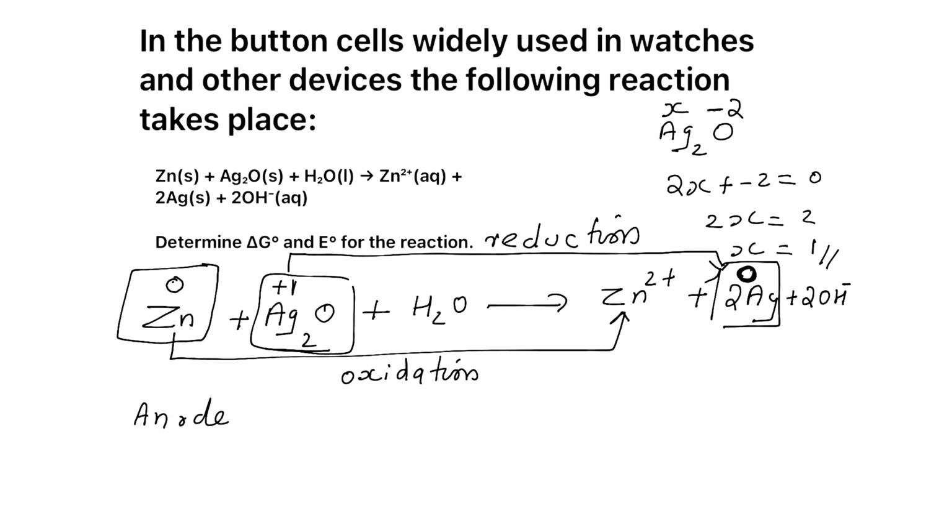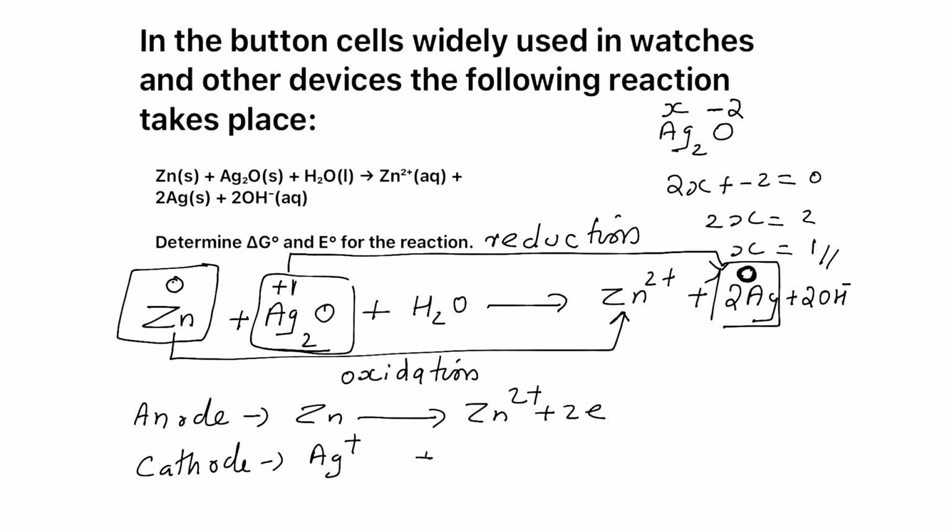Okay, so what is anode reaction? Anode reaction is zinc becomes Zn2 plus 2 electron. Correct, right? Now what about cathode? At the cathode, reduction happens. Reduction happens for what? Ag plus, right? Ag plus by gaining 1 electron becomes Ag. But if you check the stoichiometry of the equation, you can see how many Ag is there? 2 Ag. Also here you have 2 electron. So we are supposed to make 2 Ag and 2 electron. For that purpose, multiply this equation with 2.